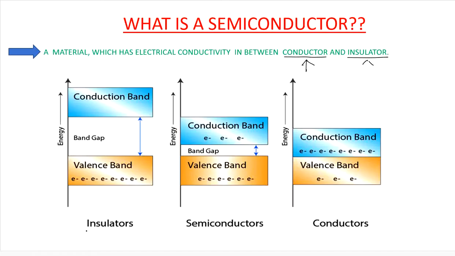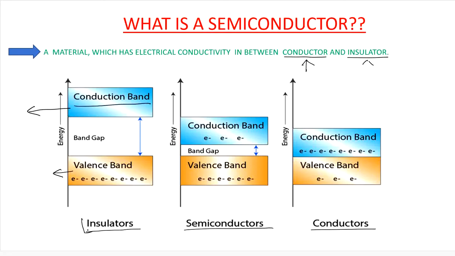Now what is the difference between an insulator, a semiconductor and a conductor? The difference is in the length of the band gap of valence band and conduction band. Now what is valence band and what is conduction band? The valence band is the band of energy level of valence electrons and the band of energy level of free electrons is called the conduction band.